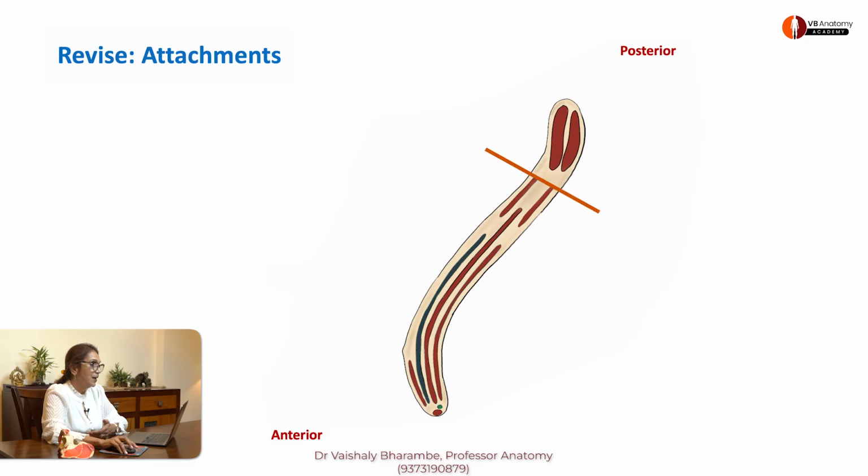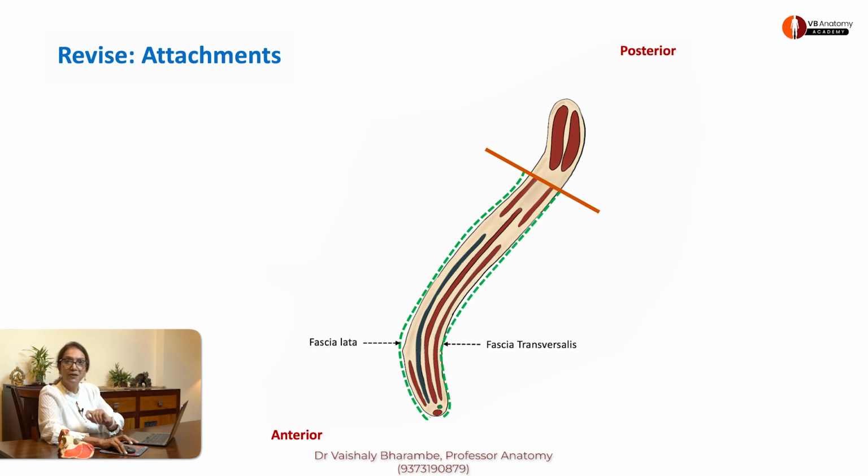Right. So let's revise this quickly. Divide your iliac crest into ventral segment and dorsal segment. Ventral segment, outer side fascia lata, inner side fascia transversalis. Anterior part, tensor fascia lata. Now you've got outer lip, inner lip, intermediate area. Divide this further into anterior 2/3, posterior 1/3.